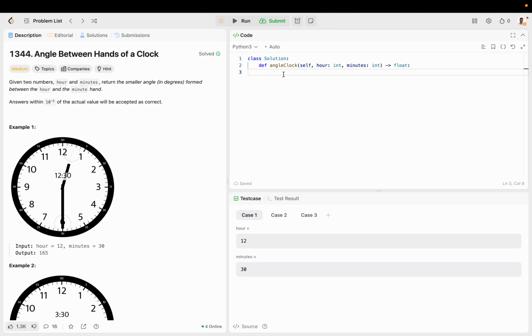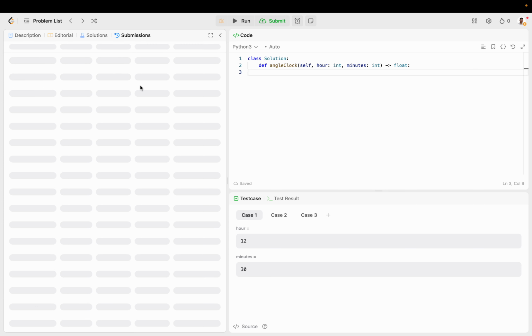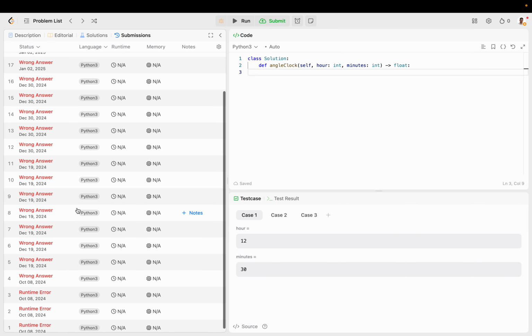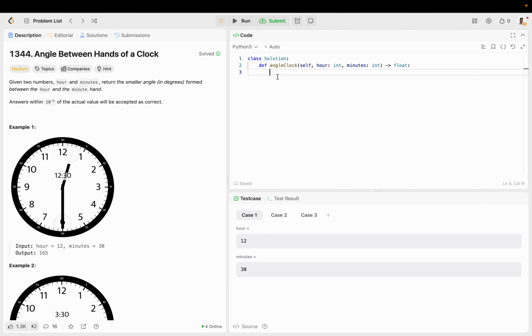Everyone. Today let's go over a medium question. This one is called angle between hands of a clock. Please note that I struggled with this for a while, for like months. I don't know why, but I couldn't do it until today, so let's go over it. Basically, what I did was I sketched it out on paper and I did the calculations and it made everything more clear.